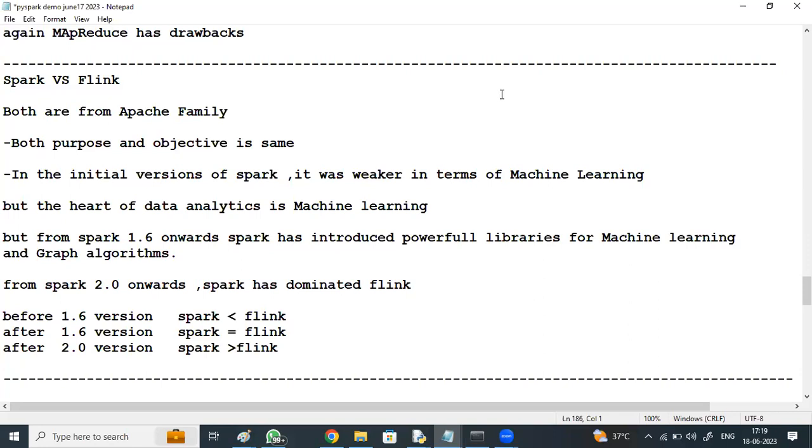A soft copy of the notes I'll be providing every day. Session video recordings you'll be getting. Even if you miss the session, you'll be getting the recorded session that day itself, right? Soft copies of the notes, assignments, tasks, and videos will be provided to you.